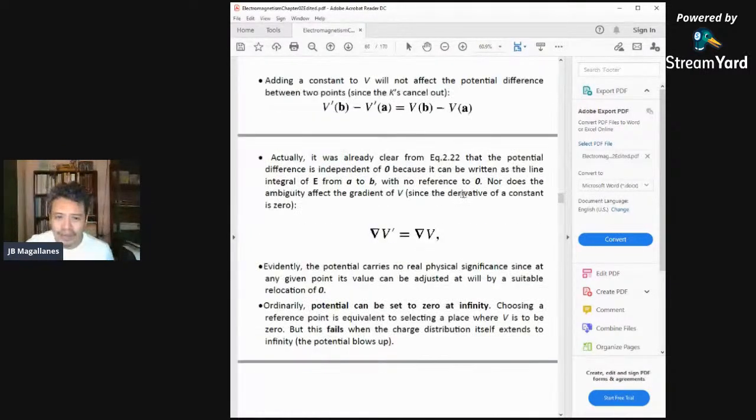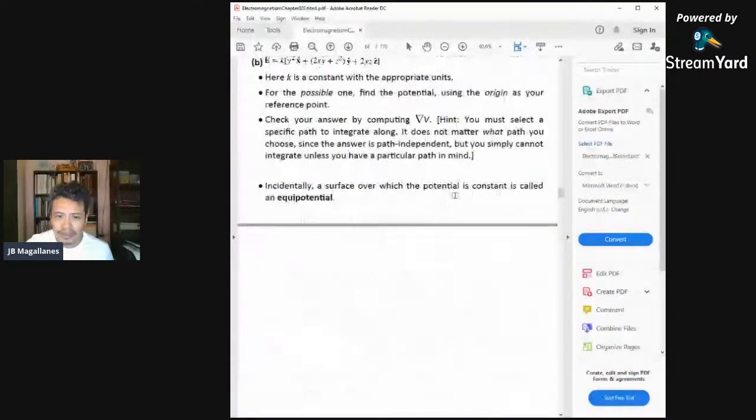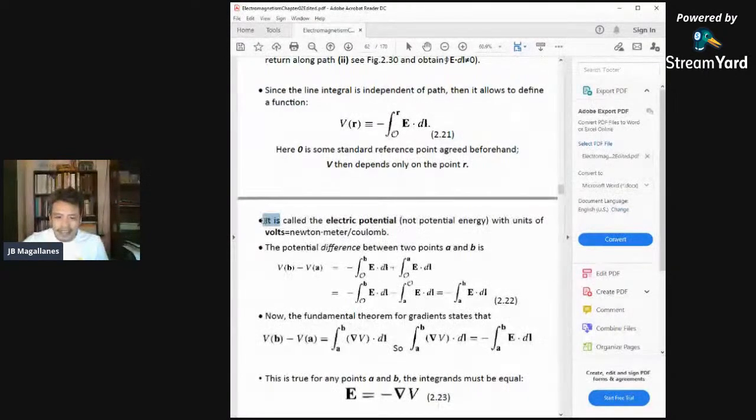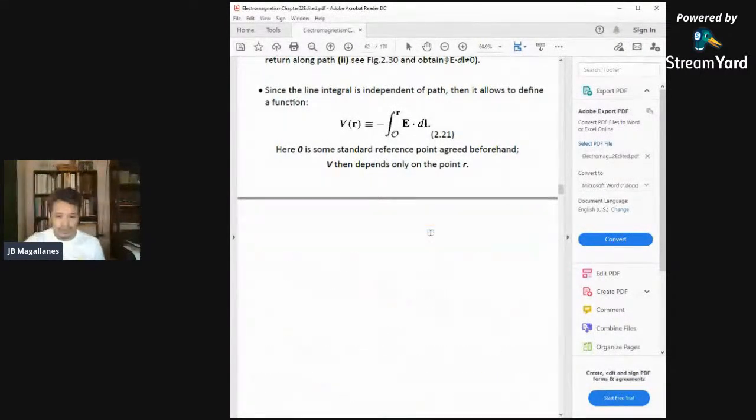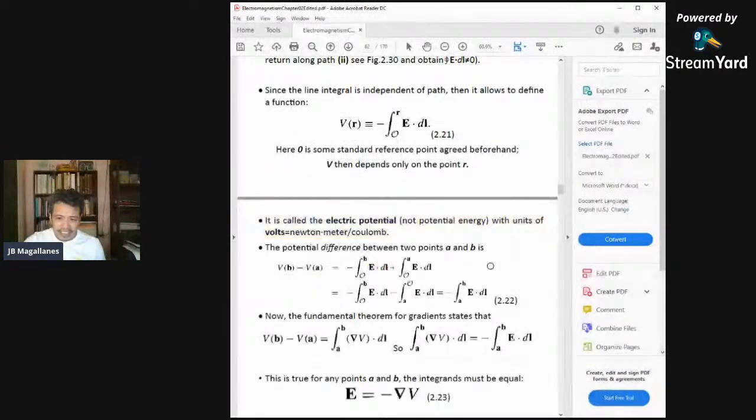By the way, I'd like to go back to some point here. The electric potential is in the units of volts. The unit of electric potential is volts. That's Newton meter per coulomb. The electric field is in Newton per coulomb, and the dl is in meters. So that's why the unit of the electric potential is Newton meter per coulomb. That's the unit of volts, in honor of Alessandro Volta, one of the scientists in electrodynamics.